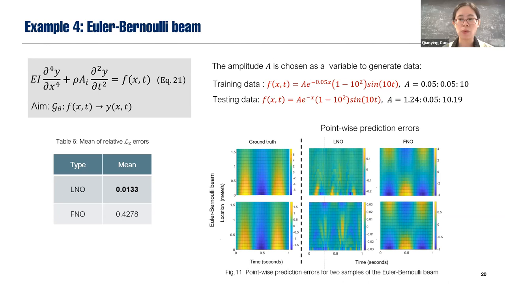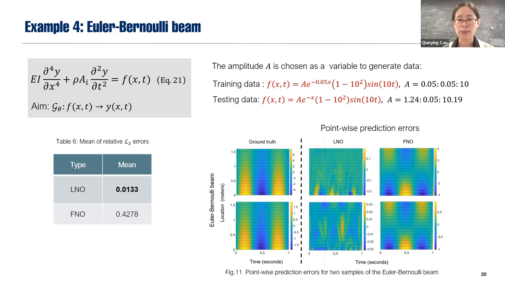Here, our goal is to learn the operator of the system in equation 21, which maps the source term F(x,t) to the steady state response, y(x,t). To generate training samples to train LNO, we consider an exponential sinusoidal function, where the amplitude A is in the range from 0.05 to 10 with an interval of 0.05. Therefore, the number of training samples is 200.